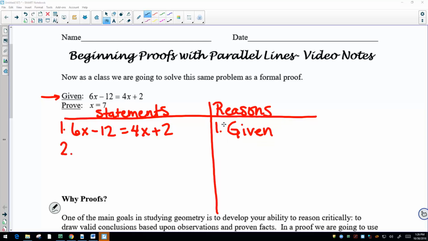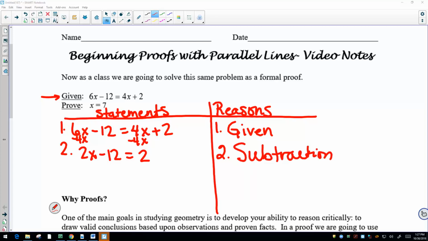Okay, so if we were to solve this proof, we would go through, and how would we solve it algebraically? Well, the next thing we would maybe do is perhaps subtract 4 from each side. So normally in a proof you wouldn't have to show this, but just so you can see what we're doing, if I were to subtract 4 from each side, my next statement would say 2x minus 12 equals 2. And when we're trying to come up with a reason, well, we say, what did we do, or why do we know this? Where did this come from? Well, we had to subtract. So our rule over here is our subtraction rule.